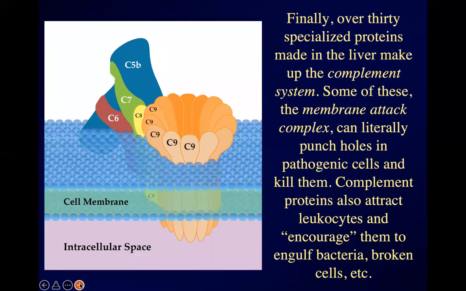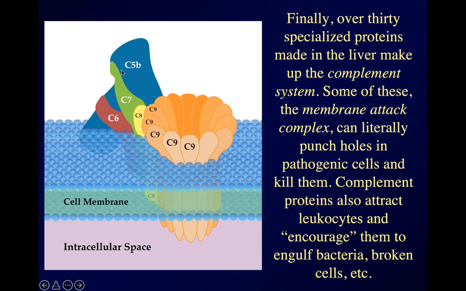Okay, finally, your liver makes a huge number of different proteins. Your liver makes the proteins that make it possible for your blood to clot. Your liver makes a lot of enzymes that break down various products in your food, such as alcohol that we talked about. And your liver makes over 30 specialized proteins that are called the complement system.